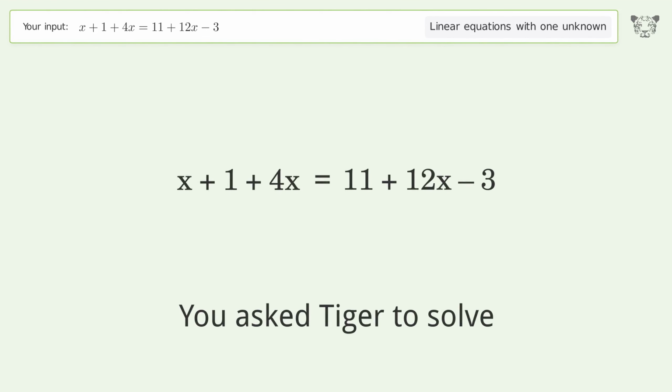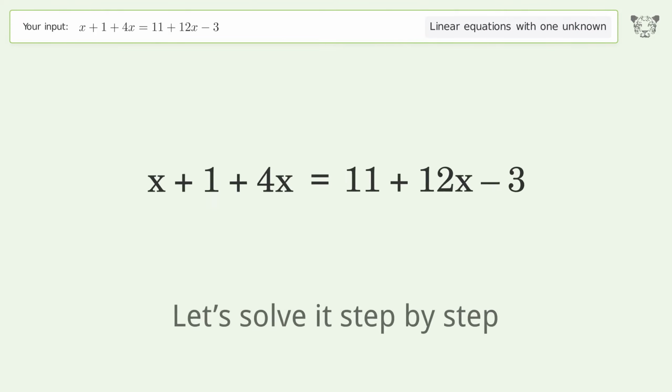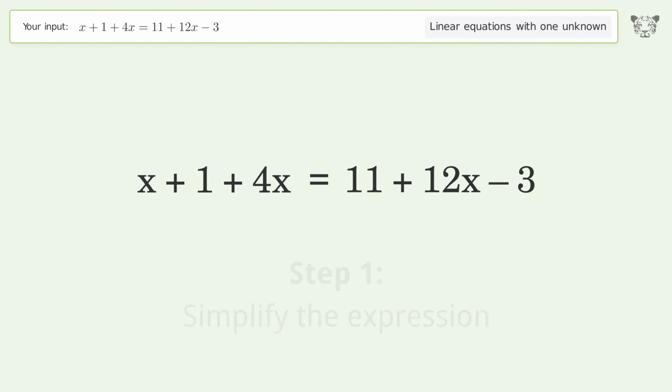You ask Tiger to solve this. It deals with linear equations with one unknown. The final result is x equals -1. Let's solve it step by step. Simplify the expression. Group like terms.